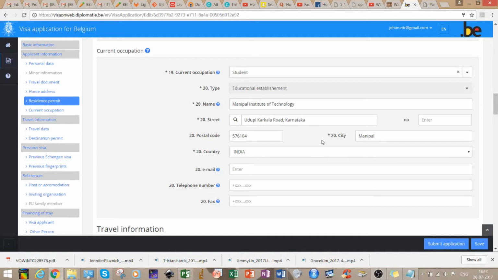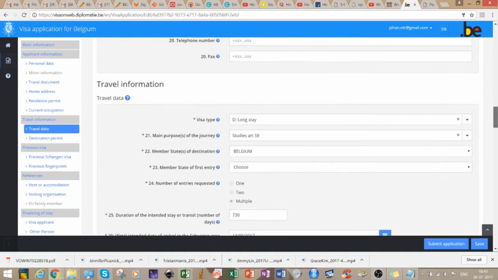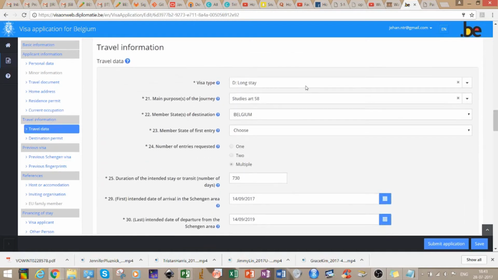Then you fill up the details as per the internet based on your place. Travel information. Long stay visa. Student Art 58. We have already attached a document long before and discussed it, but Student Art 58 is what everyone applies. Member state or states of destination.